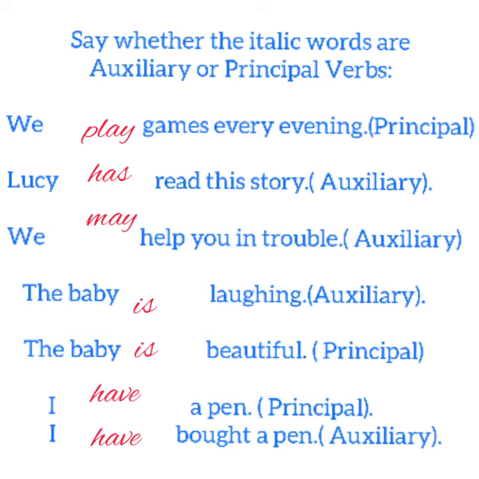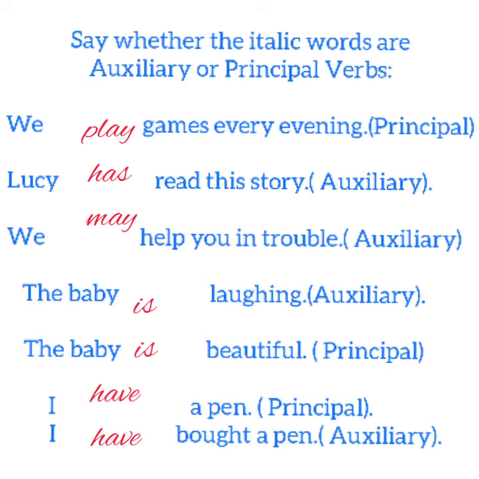Next, the baby is beautiful. Here the italic word is is again. But there is no other verb. Beautiful is not a verb, it is an adjective. So this is the only verb in this sentence. Since it is the only verb, we can say is is a principal verb. Next, I have a pen. Here have is the italic word. There is no other verb. It is the only verb in this sentence, so we can say have is a principal verb.